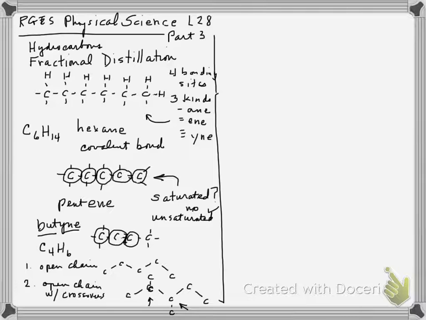Now, we don't do that in this class. We're just naming the chain because it has 5 carbons. So we would say both of these would be pentane. They only have a single bond between the carbons, and they have 5 in the chain. So we have the open chain carbon structure. We've got the open chain with crossovers carbon structure. Now let's look at a real cool one.